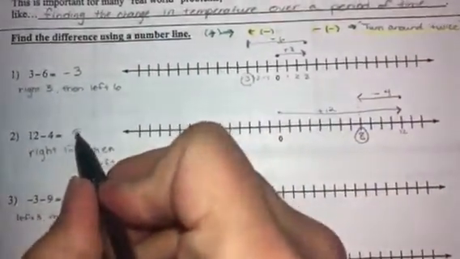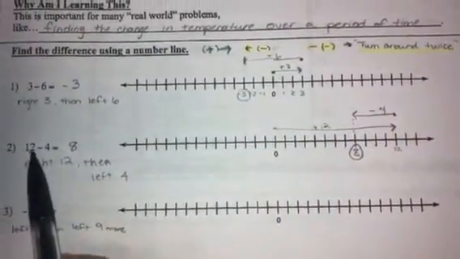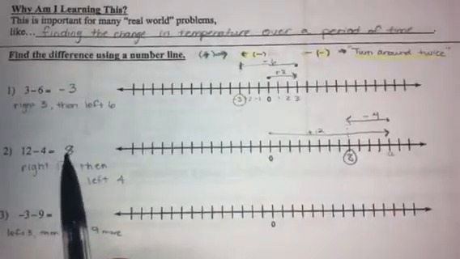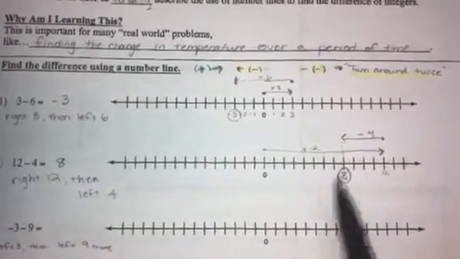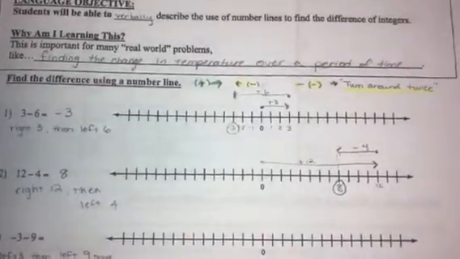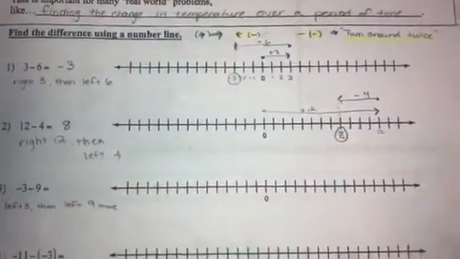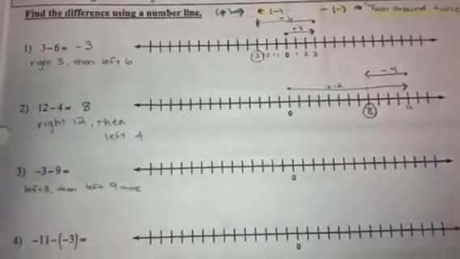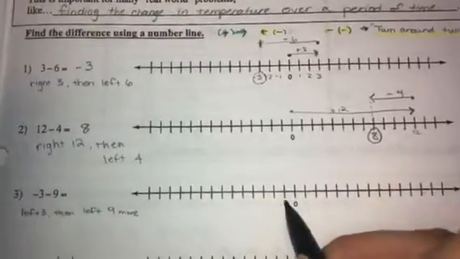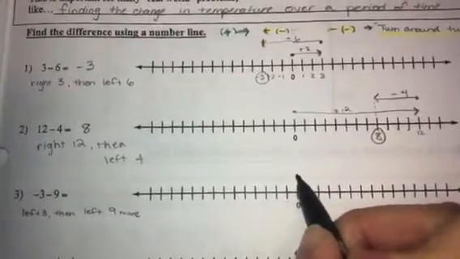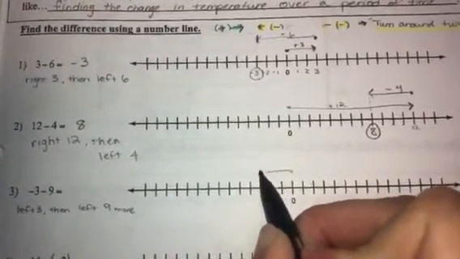And again, that's a problem you're used to seeing. That is a 12 minus 4, and that equals 8. That's a normal math problem that you're used to seeing. But this is just how we would show it on a number line. Let's try the next one. Number 3 says negative 3 minus 9. And so since that's a negative 3, we're going to start going left 3. 1, 2, 3. So we start at 0, go left 3.